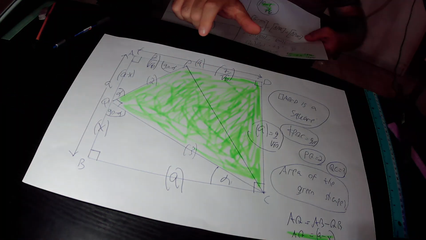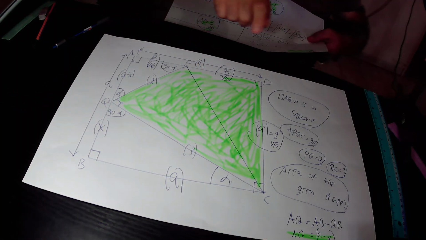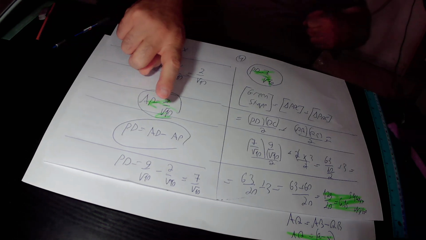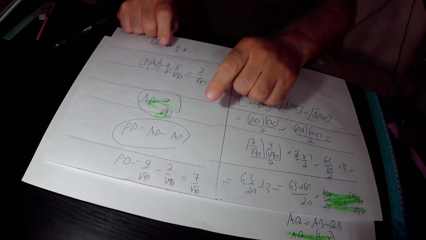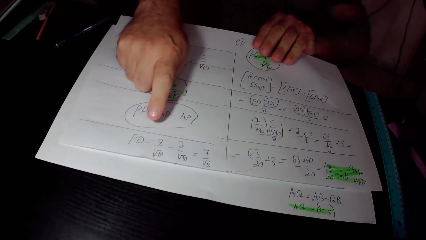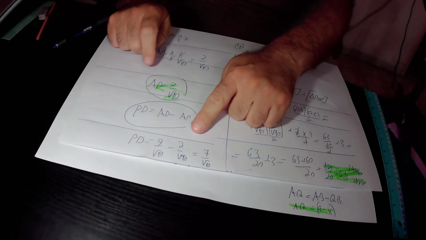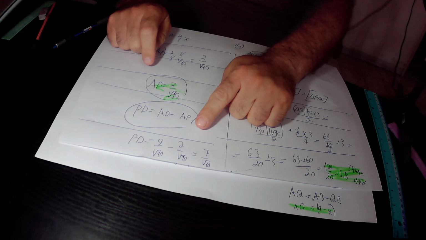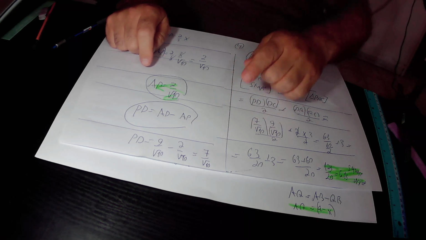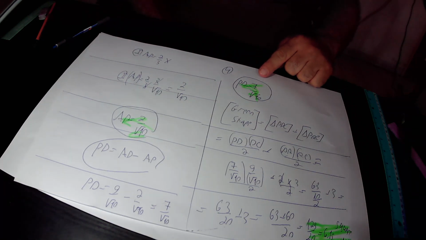What is the length of PD? From the drawing, it is very easy to see that PD equals AD minus AP. So PD equals AD, that is a, and a equals 9 over the square root of 10, minus AP, that is 2 over the square root of 10. So PD equals 9 over the square root of 10 minus 2 over the square root of 10, that is 7 over the square root of 10. Again, PD equals 7 over the square root of 10 units in its length.